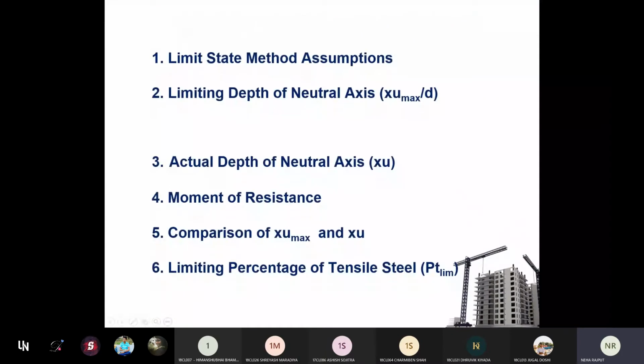Now in today's lecture we will start with this. First is the limit state method assumptions, because as I discussed earlier, we are going to use the limit state method only for the design purpose. So before starting with the design we need to consider some assumptions, and on that basis we can go further for the design part. Then after that, the limiting depth of neutral axis, x_u max by d, what that is we will see in a while. Then third is the actual depth of neutral axis, moment of resistance, comparison, and limiting percentage of steel.